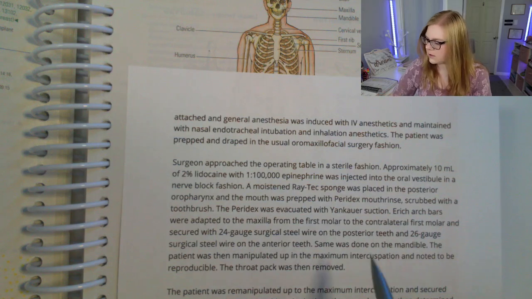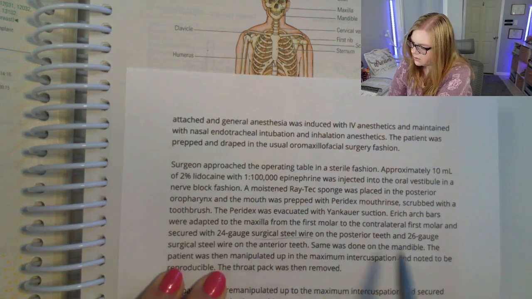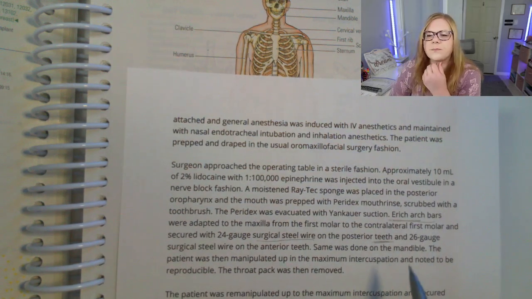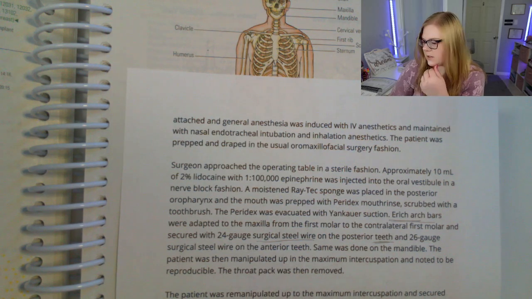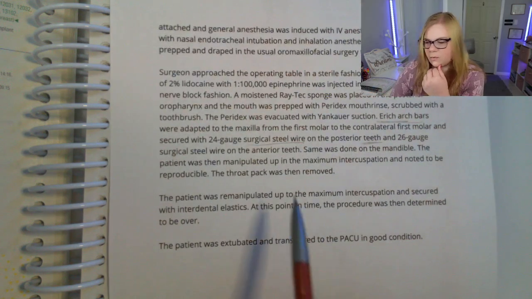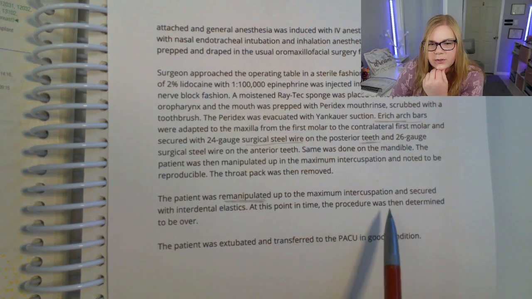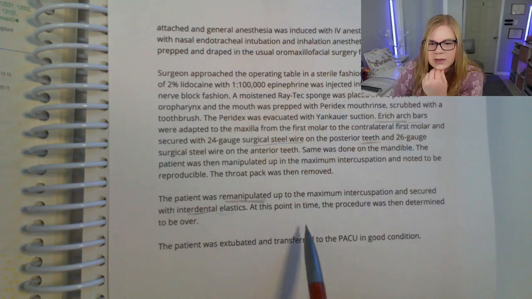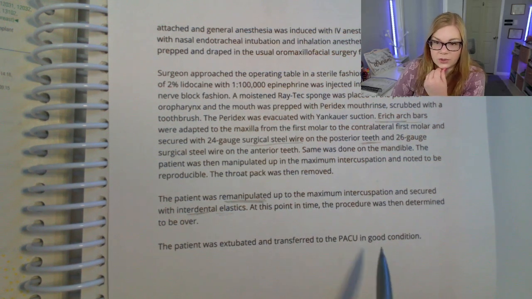So they're wiring things here. So that might be an important thing here. They're doing surgical steel wires on the teeth, and they're doing these Erich arch bars. Patient was then manipulated up, and the maximum intercuspation was noted to be reproducible. The throat was packed and then removed. Patient was remanipulated, so they're manipulating up to the maximum intercuspation and secured with interdental elastics. At this point in time, the procedure was determined to be over. Patient was extubated and transferred to the PACU in good condition.